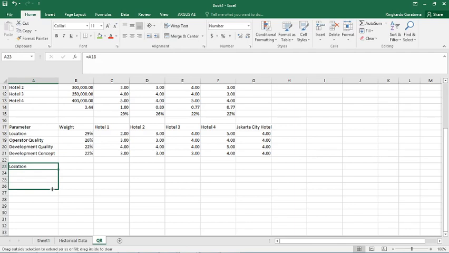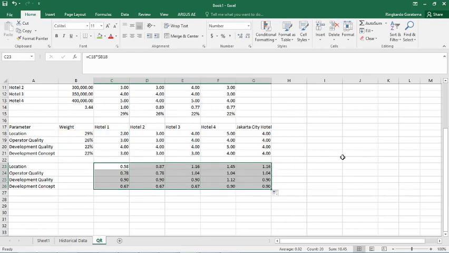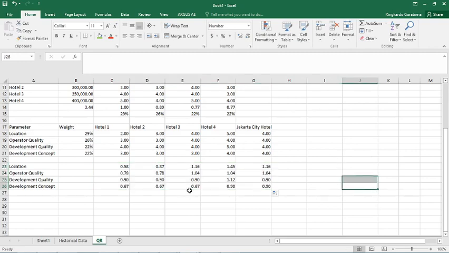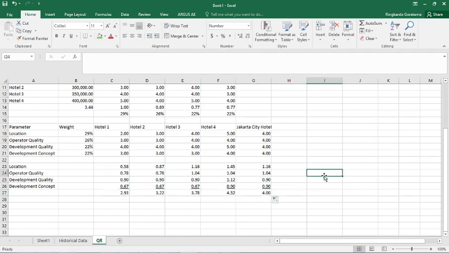So next step is we calculate based on the weight. So for the location will be hotel 1 location multiplied by the weight. I just lock this cell and we can get the percentage. Okay, and we can total it. 2.93, and for Jakarta City Hotel is 4.